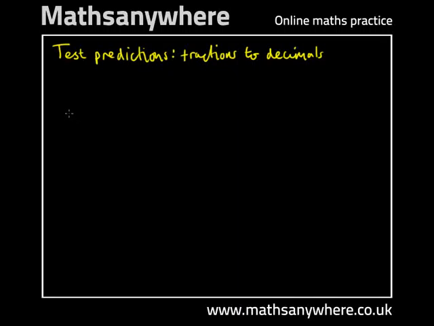Test predictions, fractions to decimals. Let's look at a fraction first of all. We might not work with that often. Let's take 1/99, 1 over 99.